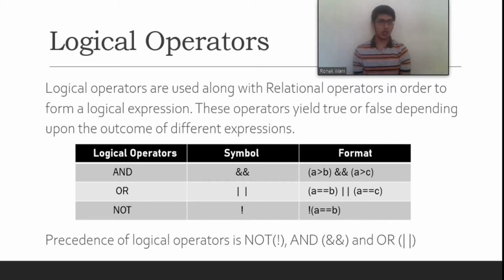Let us understand what are logical operators. So logical operators are used along with relational operators in order to form a logical expression. These operators yield true or false depending upon the outcome of the expression. There are mainly three types of logical operators: and, or, not. The symbol used for and is the ampersand operator. The symbol used for or is two standing lines, and the symbol used for not is an exclamation sign.